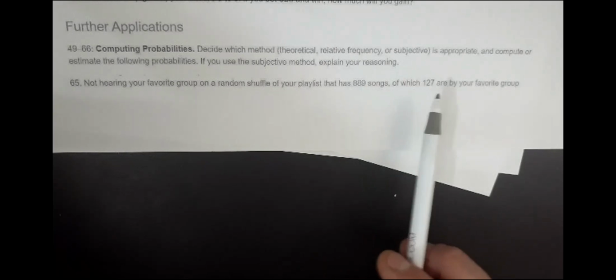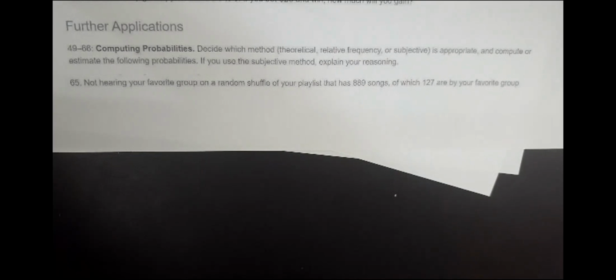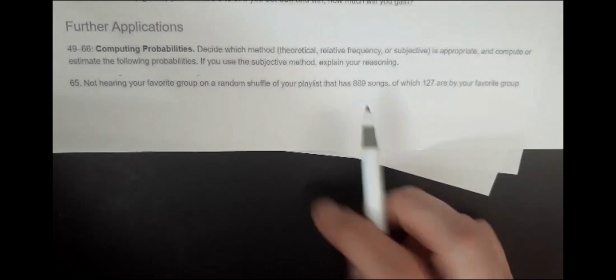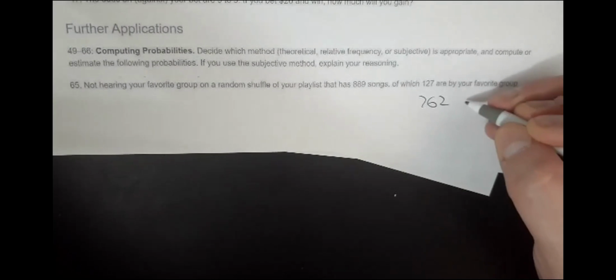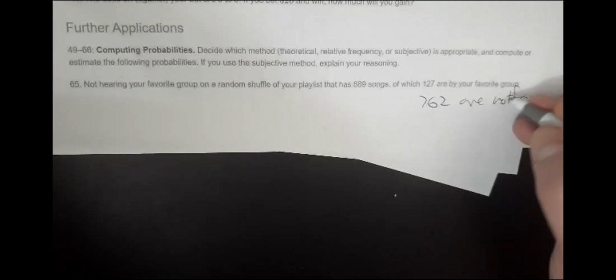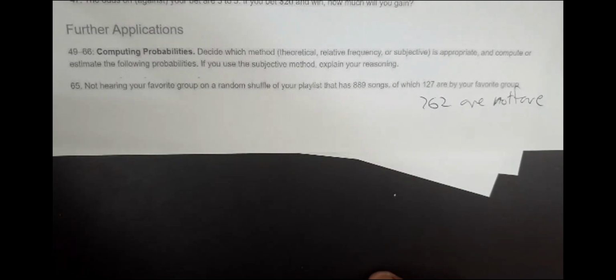We want to know the theoretical probability of not getting your favorite group. So one thing we might have to do, and there are multiple ways to go about it, is this: if 127 are by your favorite group and we have 889 total, then 762 are not, right? So what is the probability of not getting your favorite artist playing, theoretically? Or you could figure out the probability of getting your favorite artist and do something to that. There are two different ways to get this one.